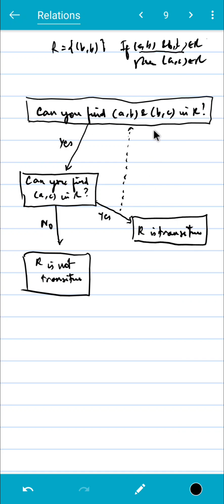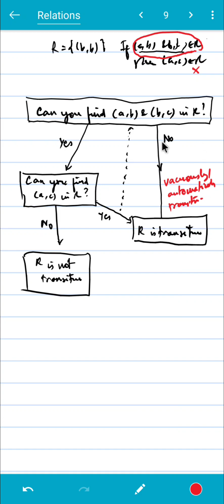Then we haven't dealt with this other branch here. Now suppose you cannot find (A, B) and (B, C). Right from the beginning you cannot find (A, B) and (B, C), then it will still be transitive. So no. Now why? Because this is the case of R being vacuously transitive or automatically transitive, because there's no (A, B) and (B, C), so this rule will not apply to R in this case.